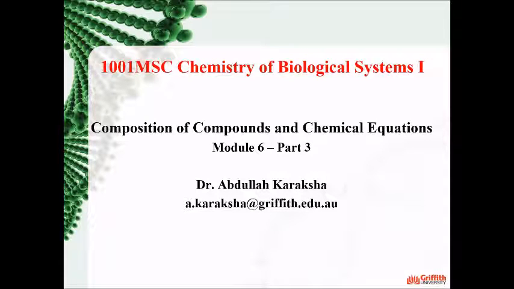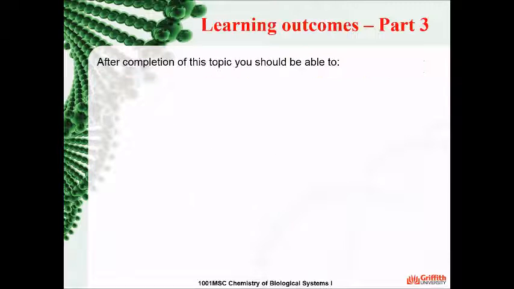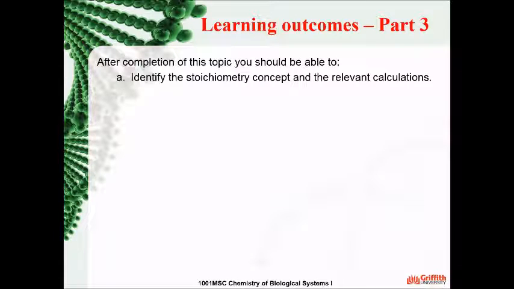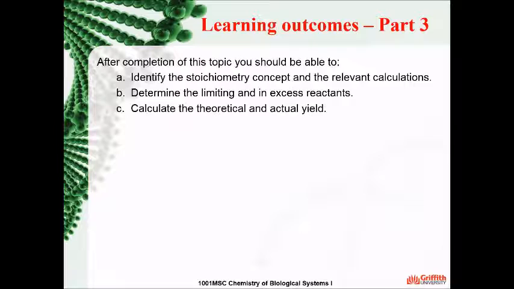Welcome to the third part of Module 6. The learning outcomes of the third part of Module 6 are: identify the stoichiometry concept and the relevant calculations, determine the limiting and in excess reactants, and calculate the theoretical and actual yields.